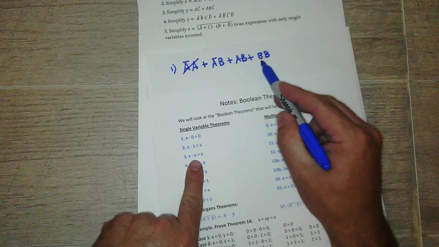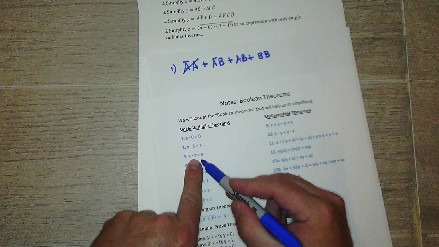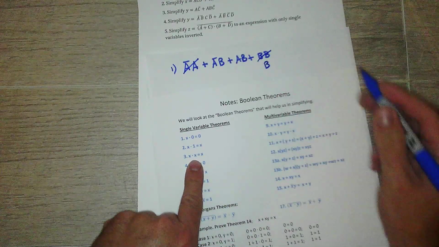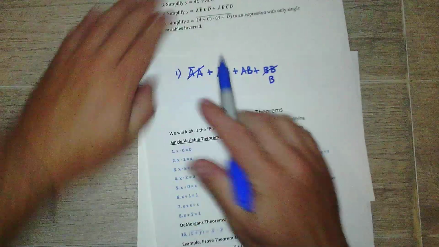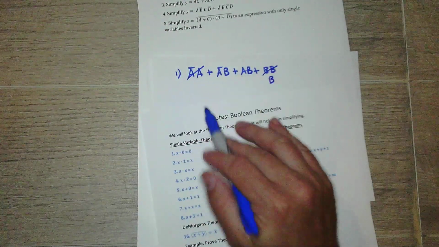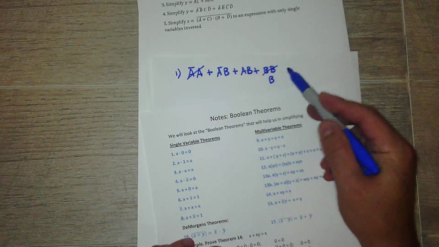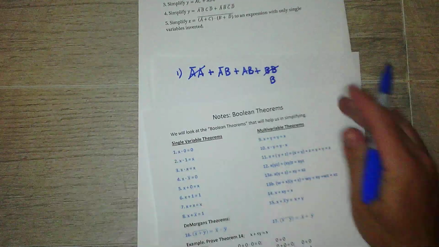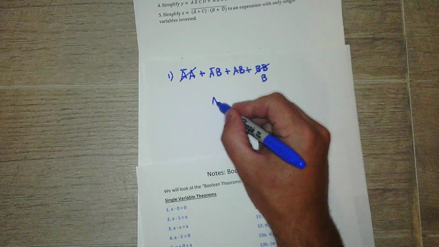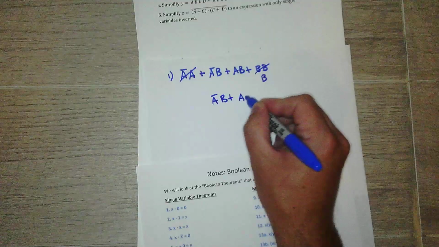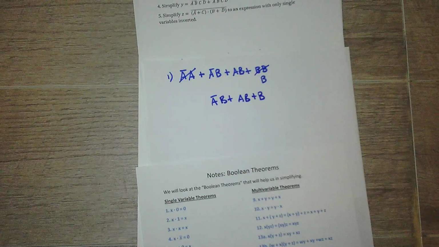When you have the variable times itself, that's what number 3 is. It simplifies to just B. So the variable times its not version cancels out, and the variable times itself is just the variable. B and B is the same thing as just having B. And then these are simplified. These are different variables, so you don't need to worry about those. So this basically simplifies to that.